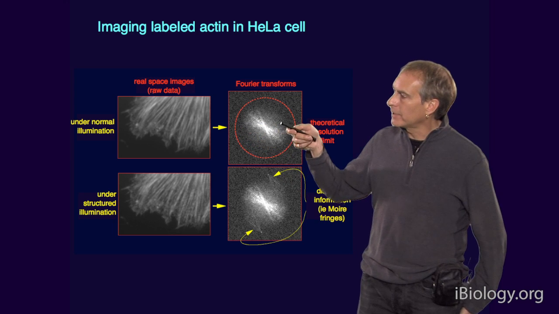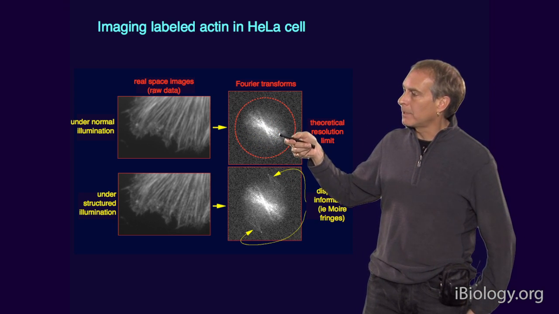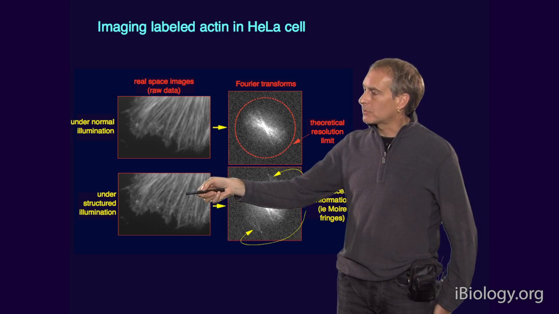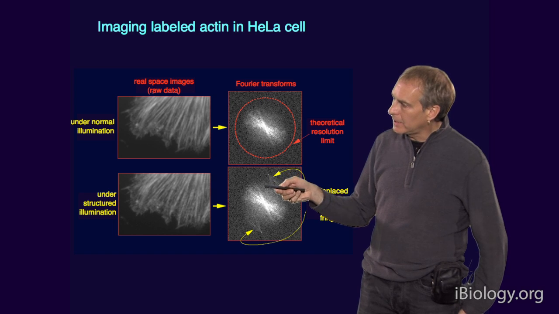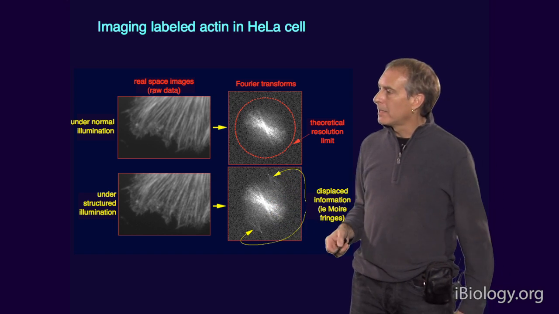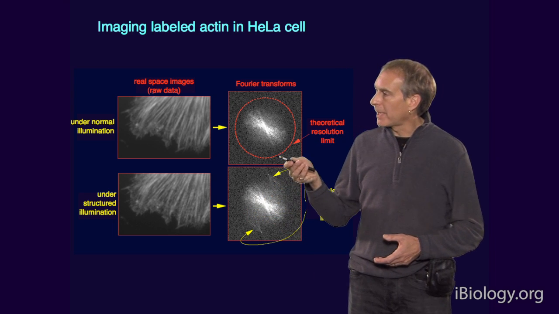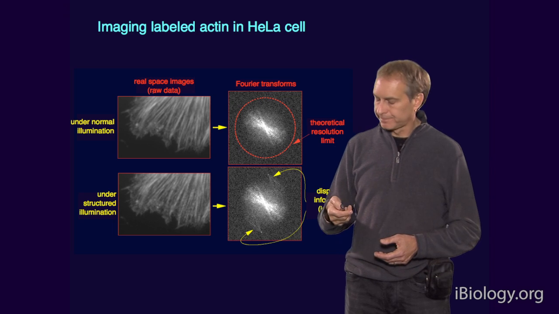If we take the Fourier transform of this, we see the structure of the actin bundles, but when we use the structured illumination, now we see new structure, this little spot here and these rays coming off like that, and similarly down here, that represent the new information that was displaced from outside of this circle that gets mapped into the circle that we can observe.